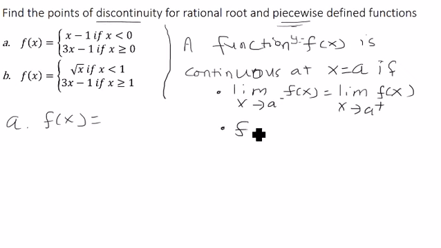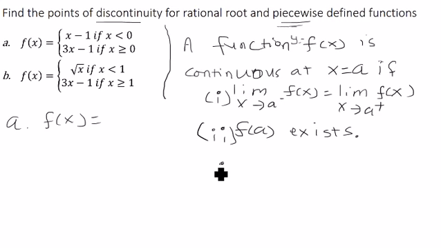The second condition is that f of a exists, meaning it is not something divided by 0, or 0 over 0, or the square root of a negative, those kinds of things. And the third one is that part 1 equals part 2. What I mean by that is that all of these quantities are equal.